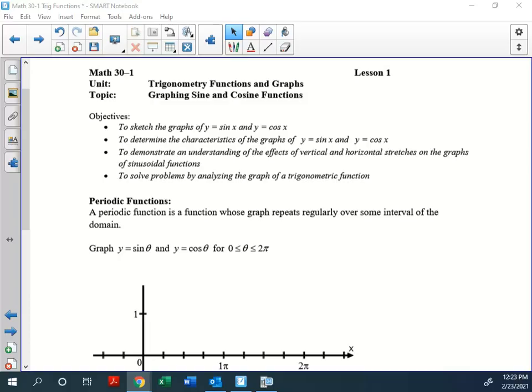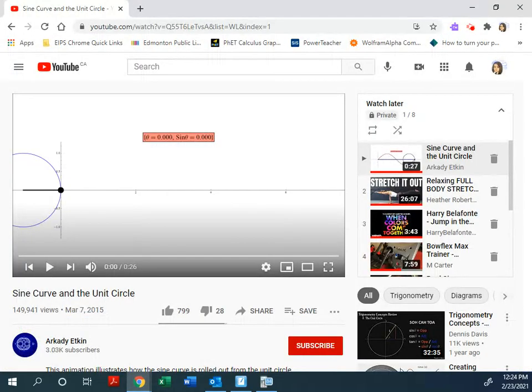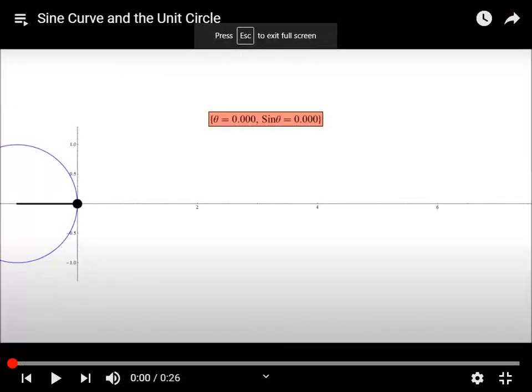Perfect. Okay, so we're going to create two new base graphs. We are going to graph sine and we are going to graph cosine today. Now, the way we're going to graph it is quite literally based on the unit circle. Everything's based on the unit circle. The sine graph is based on the y points of the unit circle. So I've got this little video to kind of show you how they relate.